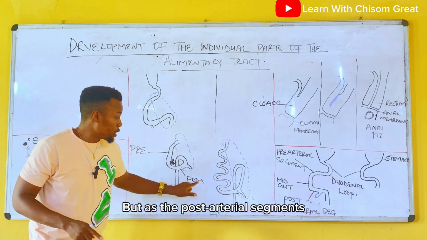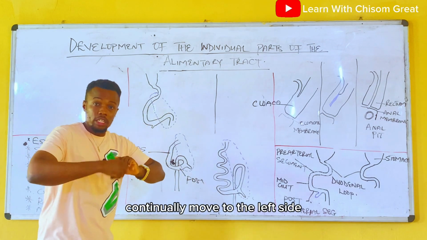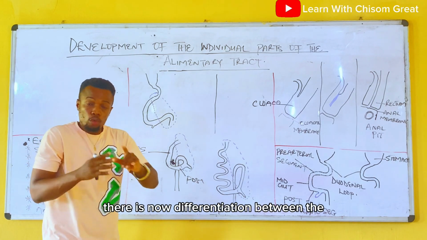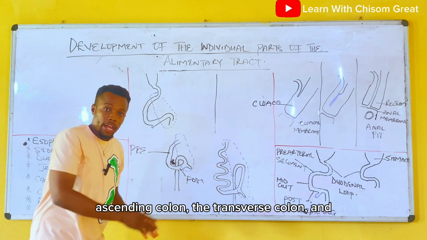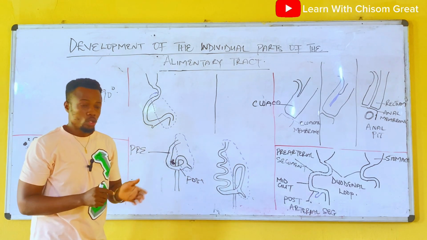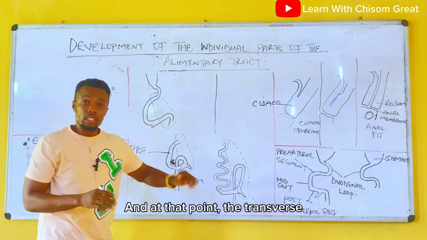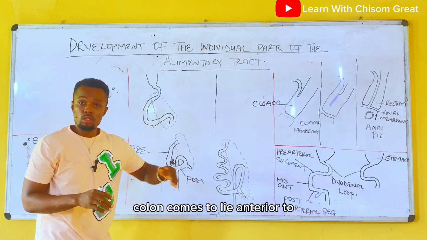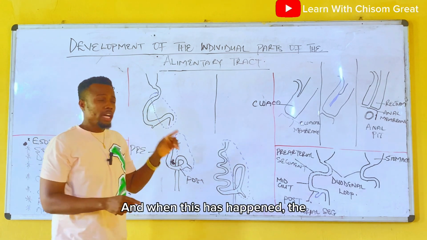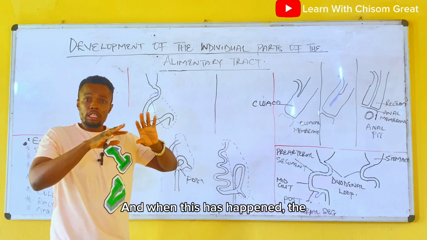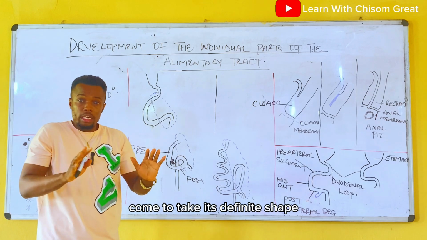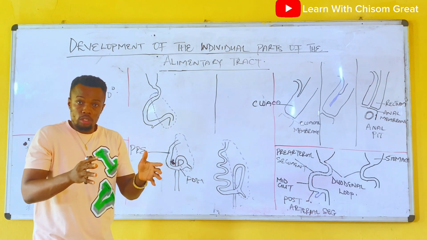But as the postarterial segments continually move to the left side and move up, you notice that there is now differentiation between the ascending colon, the transverse colon, and the rest of it. At that point, the transverse colon comes to lie anterior to the superior mesenteric artery. And when this has happened, the small intestine and the large intestine come to take their definite shape and position.